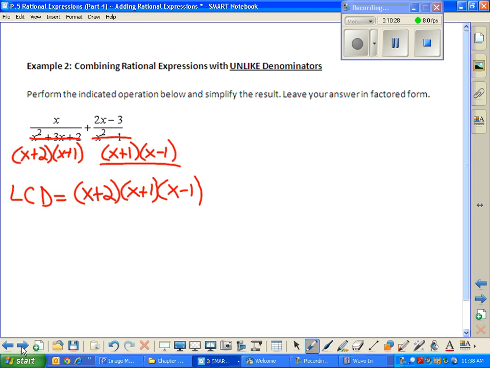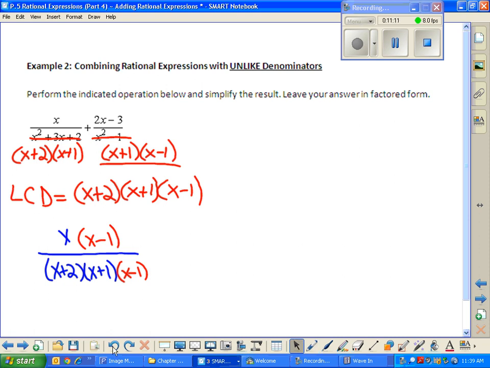Okay. After you identify your common denominator, we now need to rewrite our fractions so that they have the common denominator in them. So what you'll see here is I have x over x plus 2 and x plus 1. That's not the common denominator. Something's missing. It's actually missing that factor of x minus 1. So I'm going to incorporate that factor of x minus 1 because the goal in this step is to rewrite the problem so that the denominators are the same.